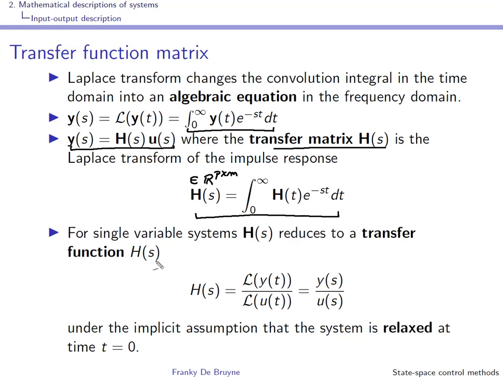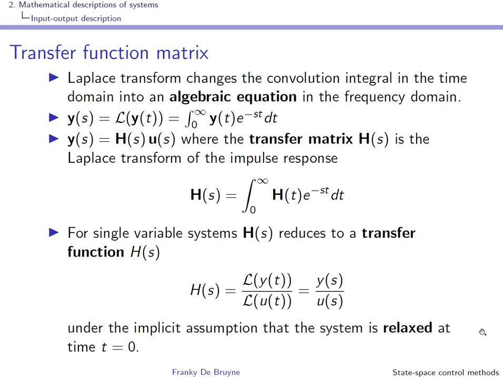When the system is a single input, single output system, this transfer matrix reduces to the transfer function that you know, and it's simply the Laplace transform of y of t over the Laplace transform of u of t. And remember that we can speak of a transfer function under the implicit assumption that the system is relaxed at the time t equals t0.